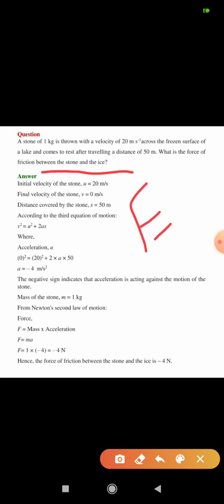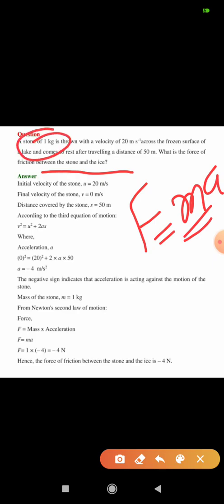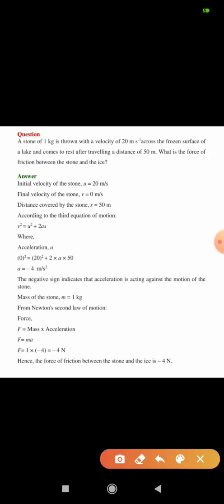For force we need F is equal to ma. The mass is already given, 1 kg, but acceleration we do not have. So firstly we should find the value of a. With the help of acceleration we will be able to find F. For this we have initial velocity u, final velocity 0, and distance. Now v, u, s, three things we have.